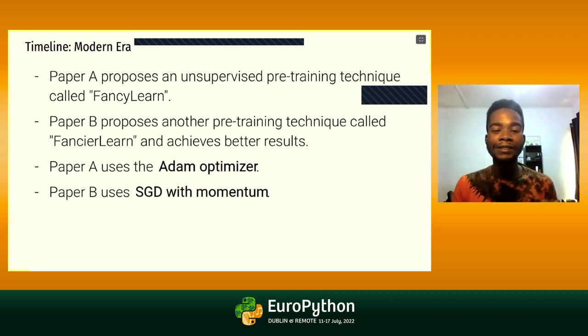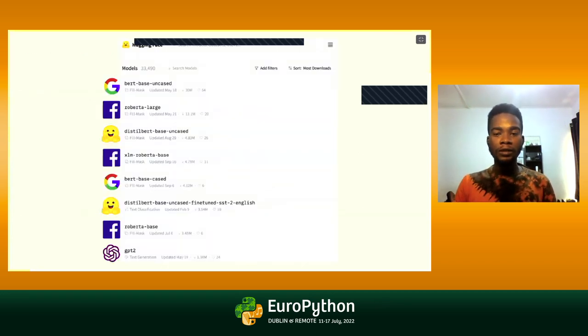And finally, the differences might just be the optimizer or the loss functions. Paper A might use Adam optimizer, paper B is just using SGD, and paper B is sort of achieving better scores solely based on the kind of loss function that is being used. Yeah. And then of course, if you have a look at the list of models on Hugging Face, these are some of the different variations of the same technologies, the same idea, and the only differences are the differences that I just outlined.